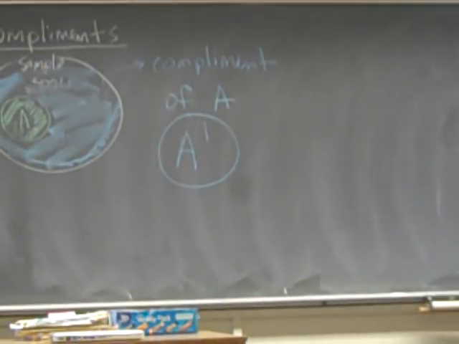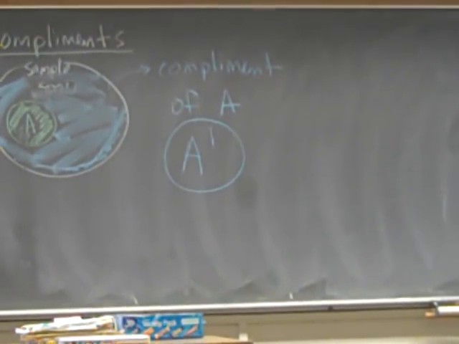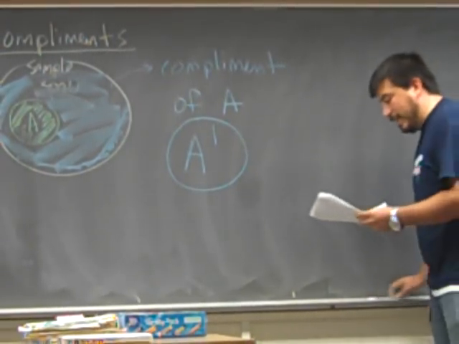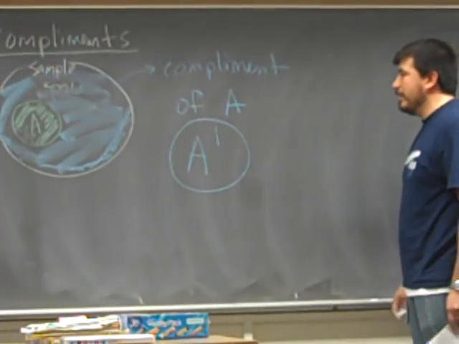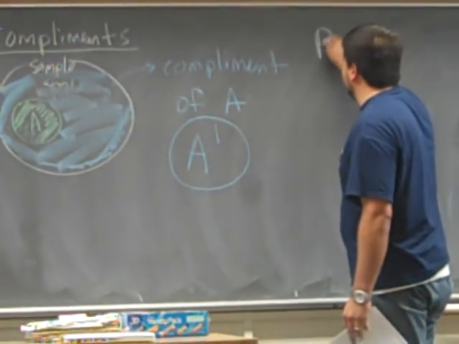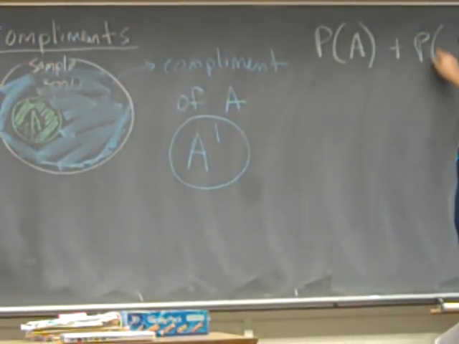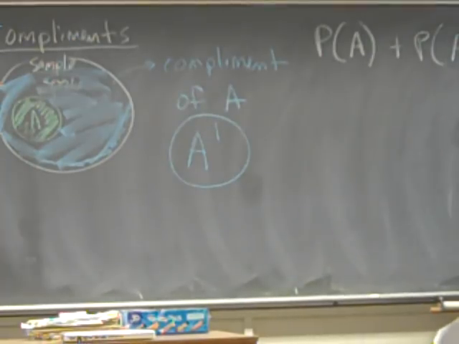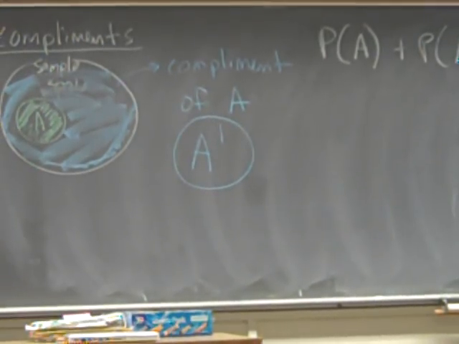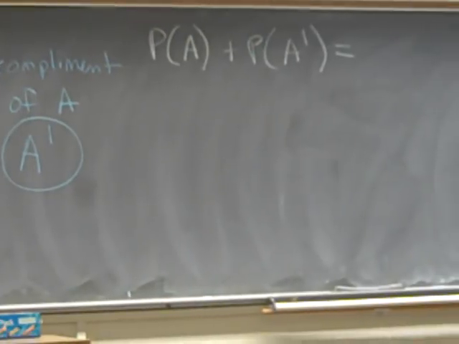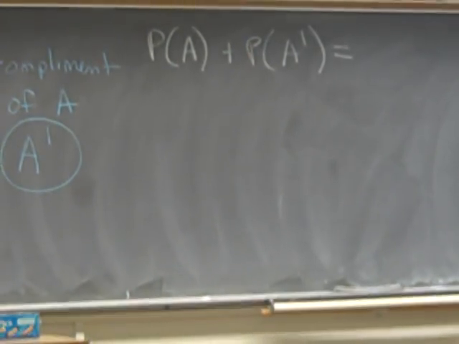The notation for the complement of A is A prime. Now let's see if you guys have been paying attention or at least know something about probability. If I were to add the probability of A plus the probability of not A, what should that be? 1.